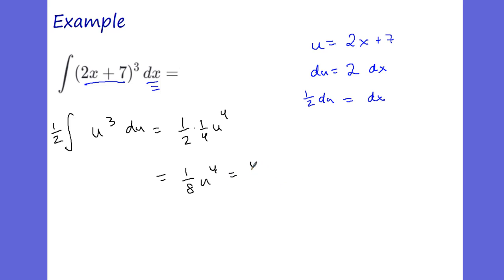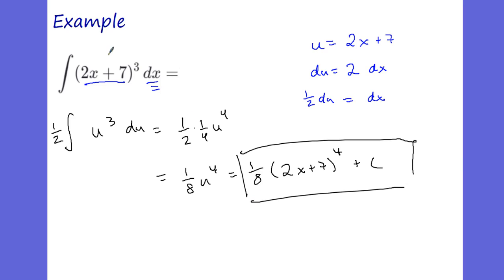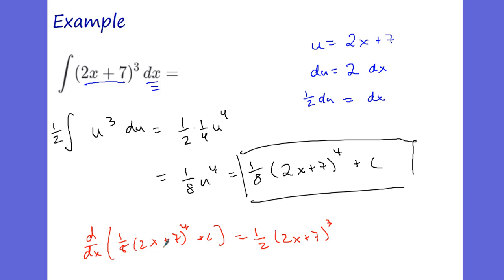Now at the end of the day, what am I going to do? I'm going to plug in my 2x plus 7 to the 4th plus c, and that is my integral using u substitution. And if you want to double check, let's take a look at my derivative of 1/8 (2x plus 7) to the 4th power plus c. We're going to do the power rule. 4 times 1/8 is 4/8, or 1/2. (2x plus 7) to the 3rd power times the derivative of the inside guy, chain rule, times 2, which is left with (2x plus 7) to the 3rd power, isn't it? Exactly what I started with.